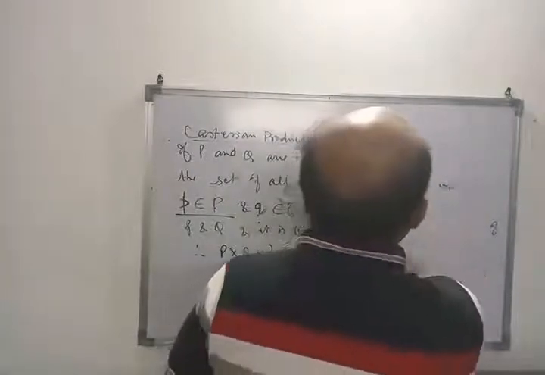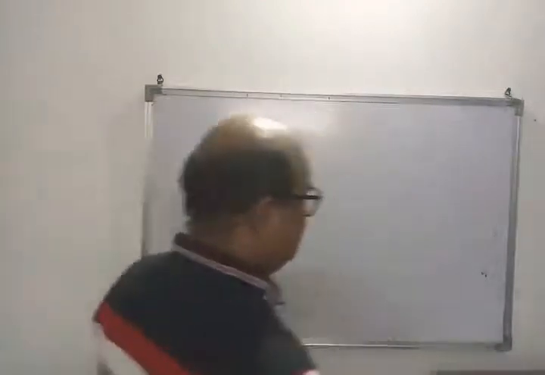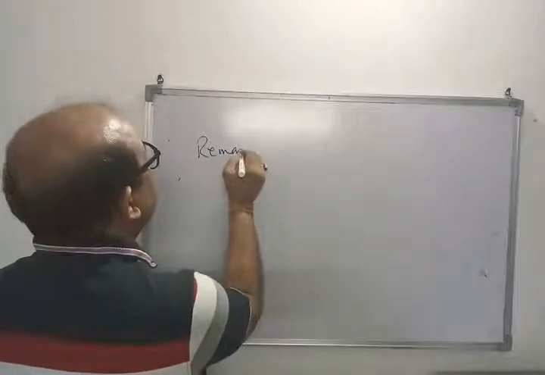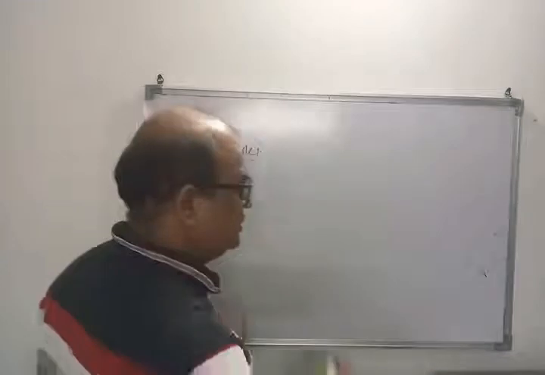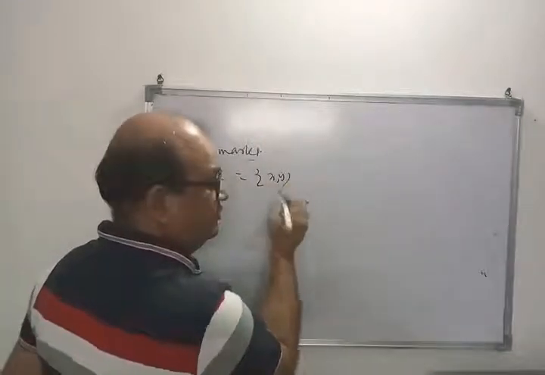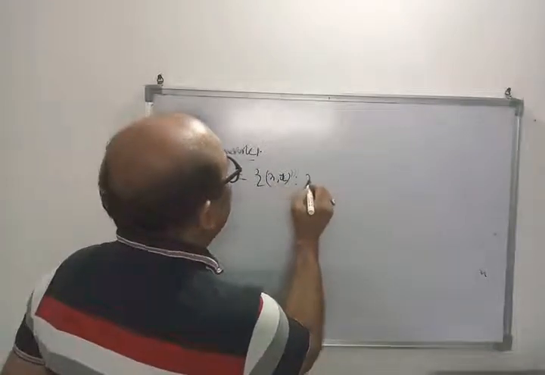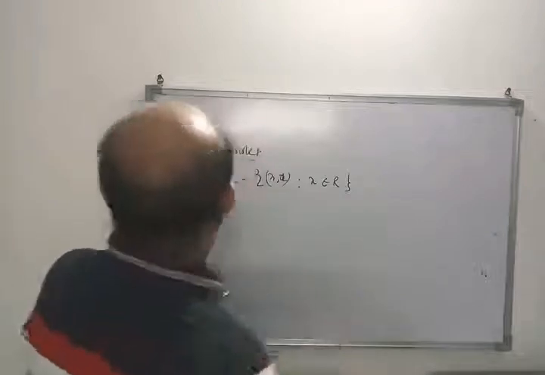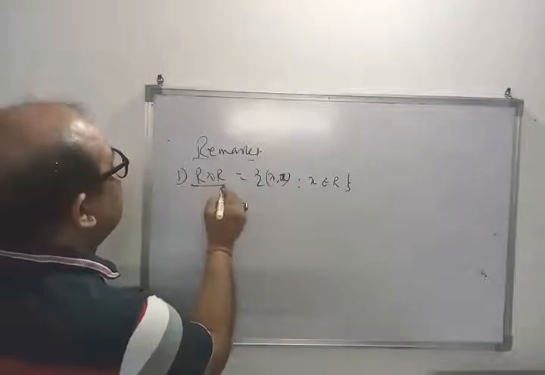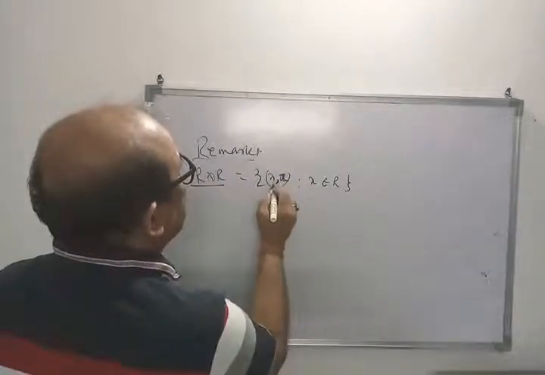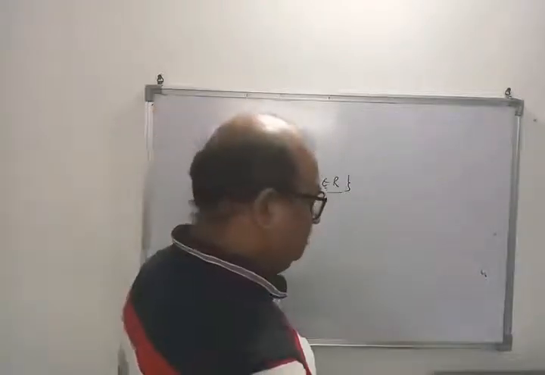Now let us go to some standard products, that is, remarks. The standard product R cross R is written as (x, y), where x belongs to R. This x is a real number. So R cross R is the set of (x, y) such that x belongs to R.